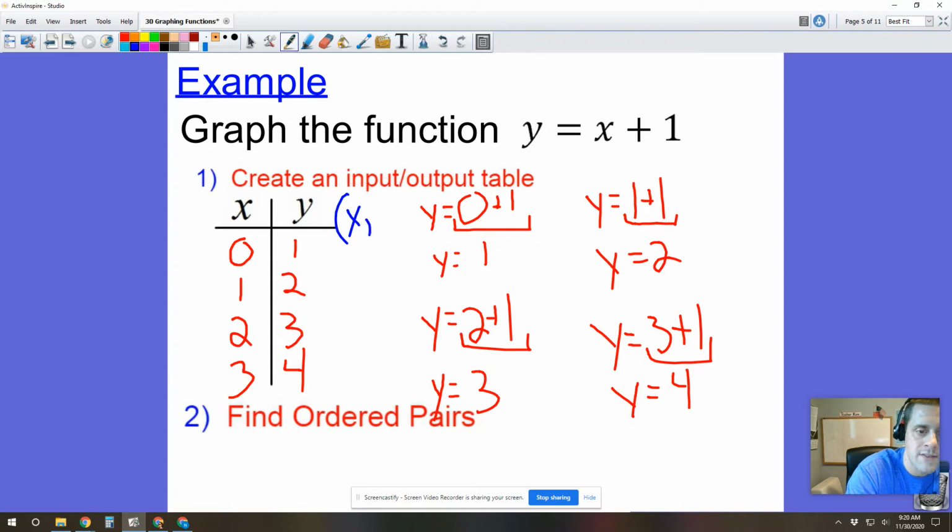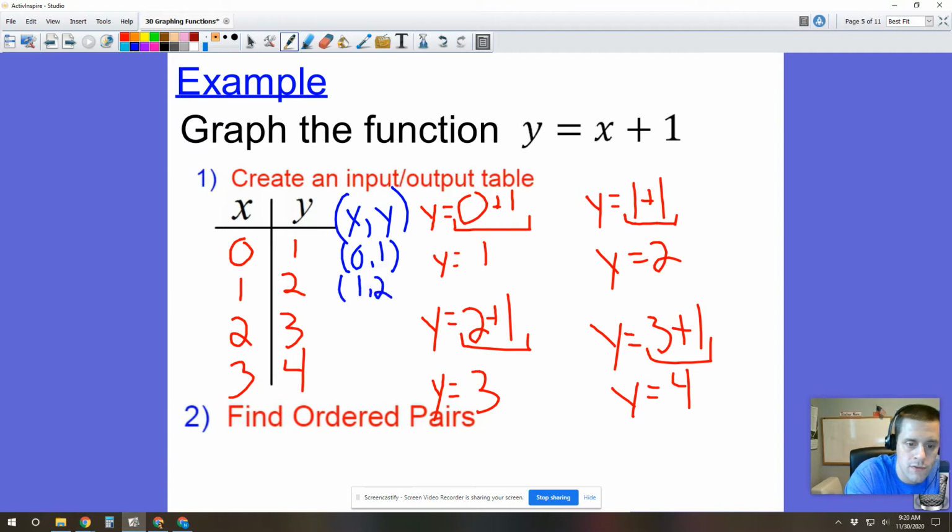Every ordered pair has an x value followed by a y value. And I'm going to pull these values straight from my function table. The input value will always be your x. Your output value will always be your y. So the first ordered pair I created, an x value of 0 and a y value of 1, I have the ordered pair 0, 1.